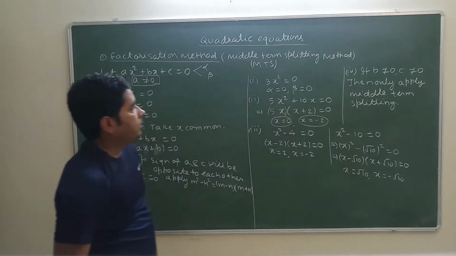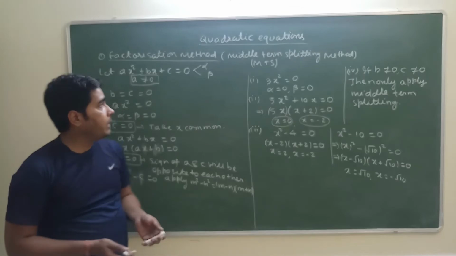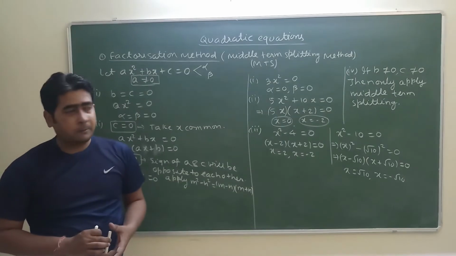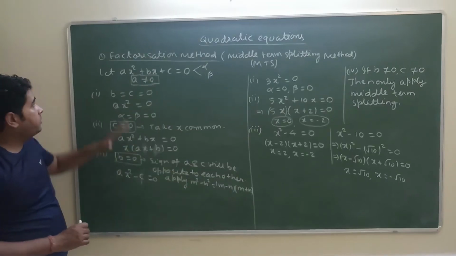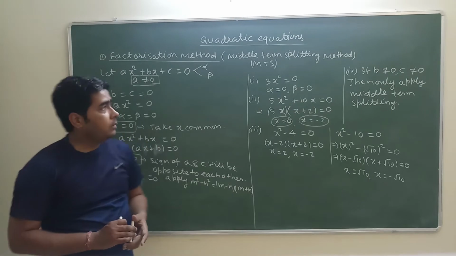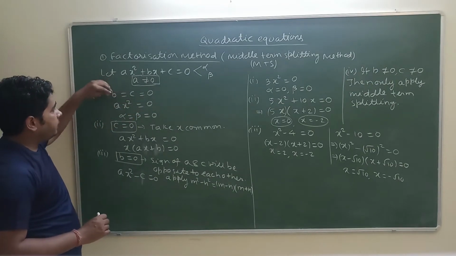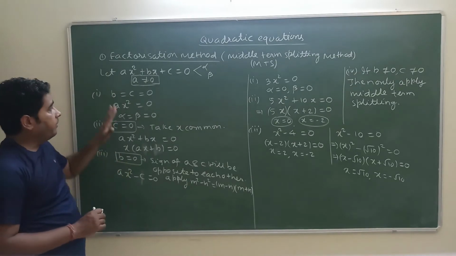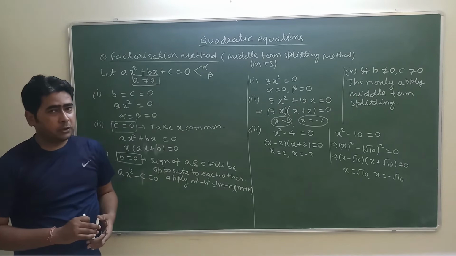So this is the complete explanation of the factorization method, which is also known as the middle term splitting method, MTS. Let me recall this one more time because this is very important. This is the first method in which we can solve any given quadratic equation. So this is the given equation in which b and c are both 0. That is the first case. Whenever b and c are both 0, you just write alpha and beta both equal to 0.